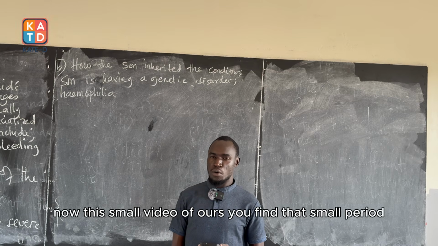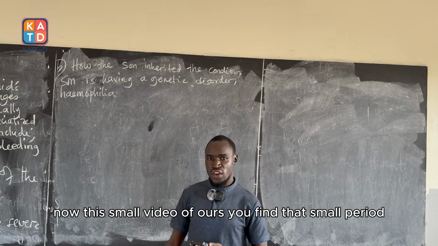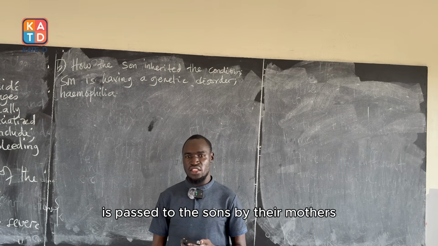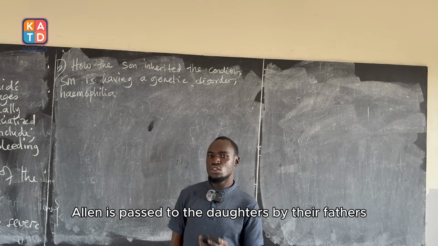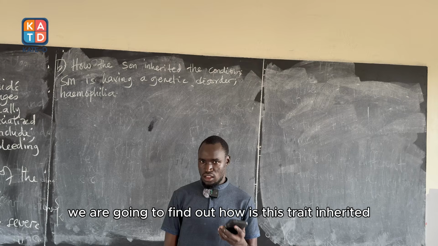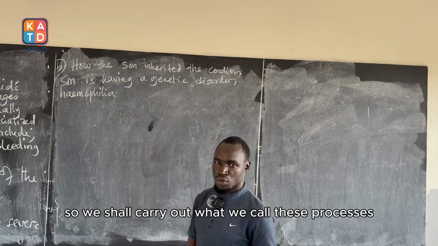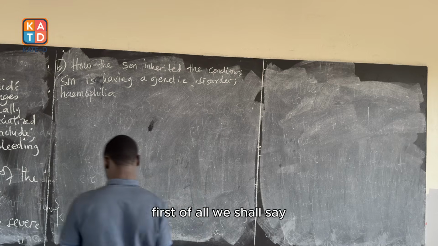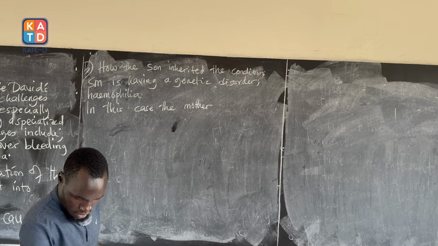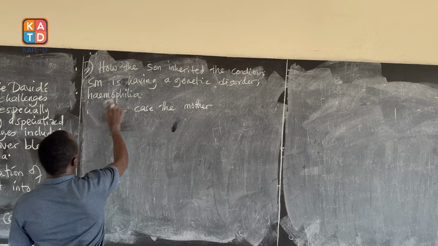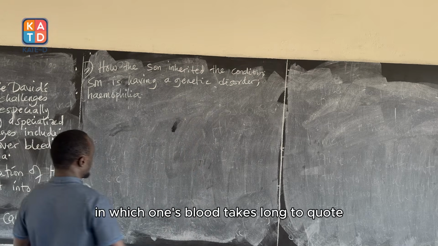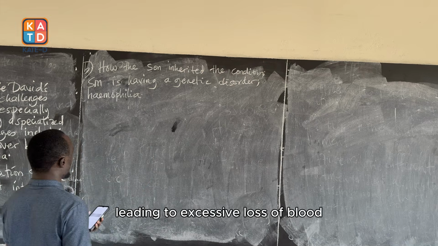responsible for the trait. Now, this hemophilia of ours, you'll find that the recessive allele is passed to the sons by their mothers, and the recessive allele is passed to the daughters by their fathers. We are going to find out how this trait is inherited. So we shall carry out what we call a genetic cross. Actually, before we go on to that, some of you need to understand properly. We said hemophilia is a genetic disorder in which one's blood takes long to clot at the site of an injury, leading to excessive loss of blood.